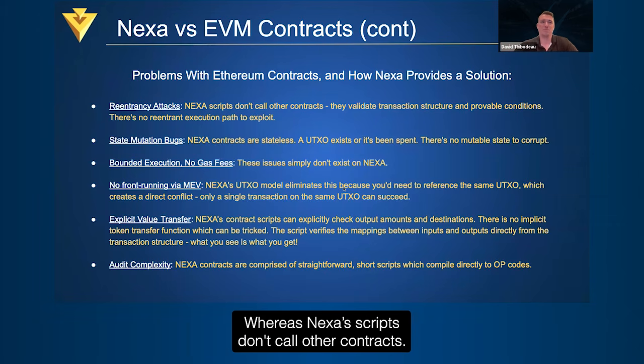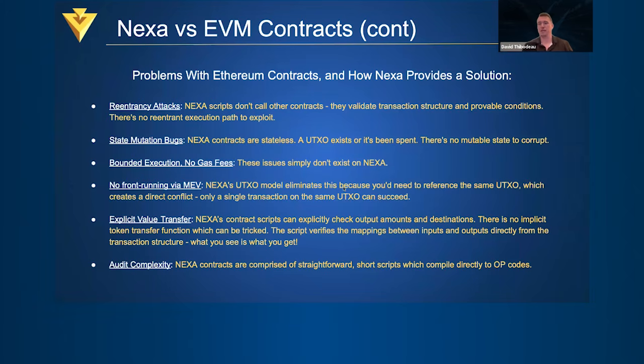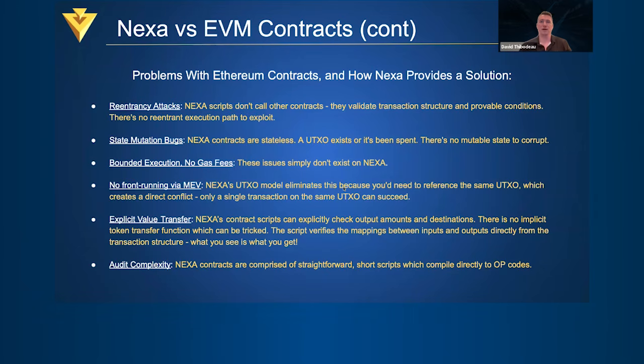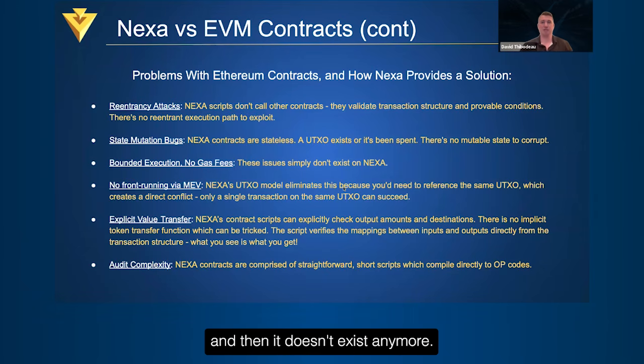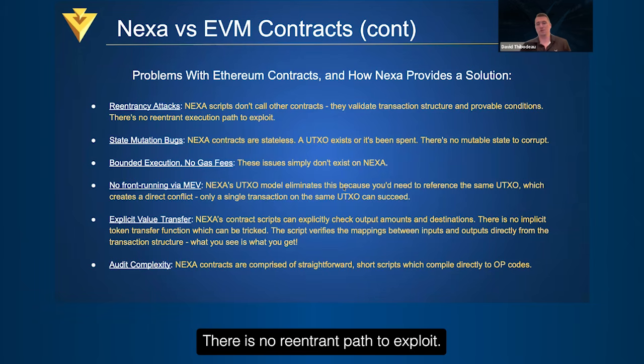Whereas Nexa scripts don't call other contracts. Again, there might be reference to one embedded in a UTXO, but a single UTXO spend or a single transaction consumes that contract UTXO, and then it doesn't exist anymore. So to put it simply, our contracts validate transaction structure and provable conditions. There is no reentrant path to exploit.